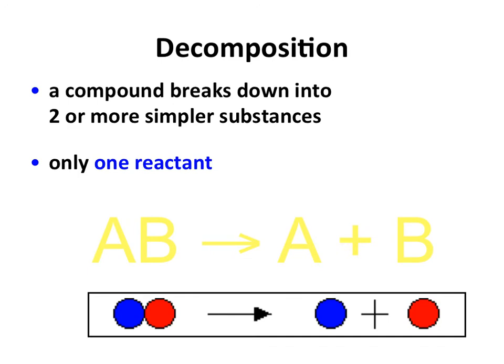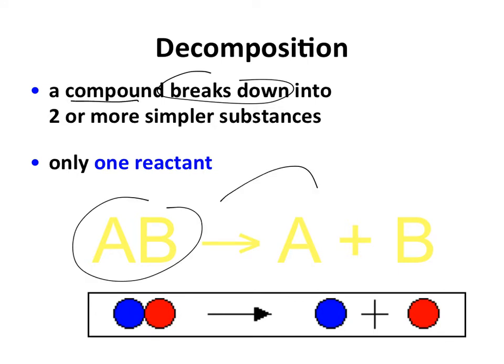Now, synthesis is the creating of a single product by combining substances. Decomposition is just the reverse. Decomposition is basically the breakdown of a compound, so a single substance, into two or more substances. To identify that you have a decomposition reaction, you're going to be looking for the fact that you only have one reactant.